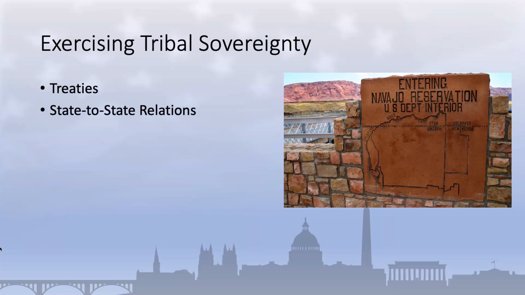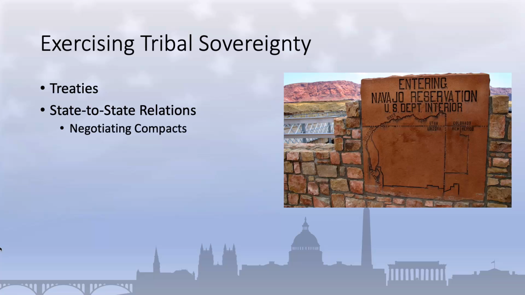More recently, Native American tribes have pursued state-to-state relations as a way of asserting their sovereignty, protecting their rights, and advancing their interests. As sovereign nations, tribes have the inherent authority to engage in government-to-government relations with other entities, including state and local governments. By engaging in these relationships, tribes can address issues, resolve disputes, and foster cooperation in areas of mutual concern.